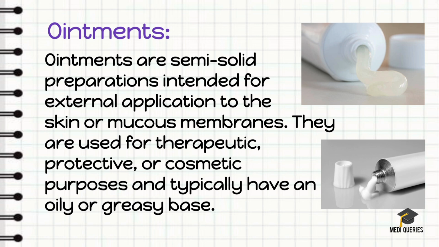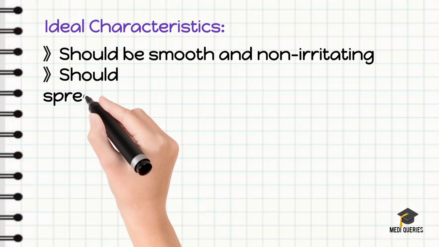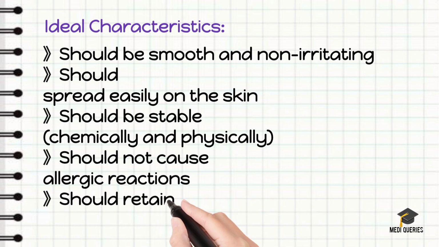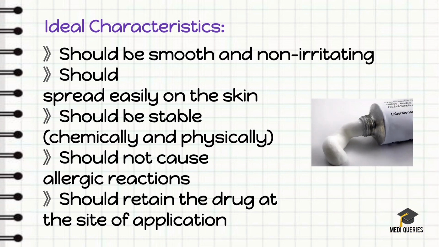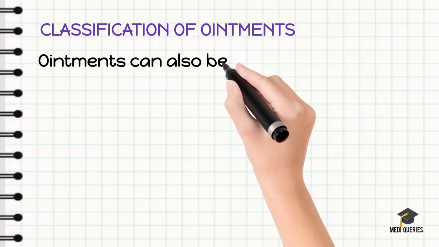So let us see the ideal characteristics of an ointment first. They should be smooth and non-irritating. As these are applied to the skin, they should be smooth in texture. Okay. And they should spread easily on the skin, and they should be stable both chemically and physically. They should not cause allergic reactions. And they should retain the drug at the site of application. Okay. These are the various ideal characteristics of an ointment.